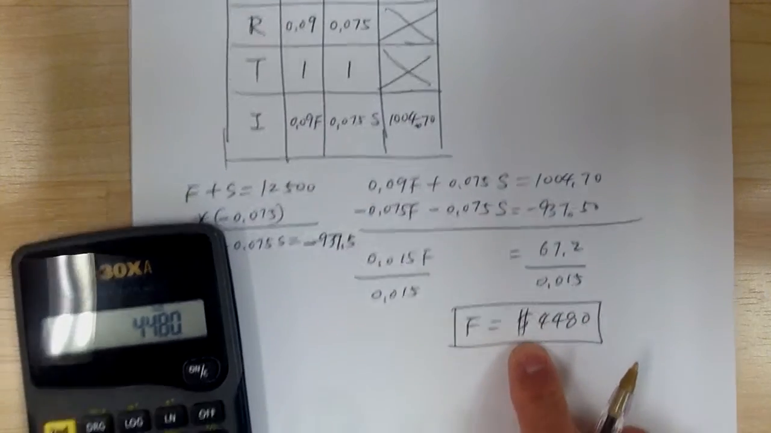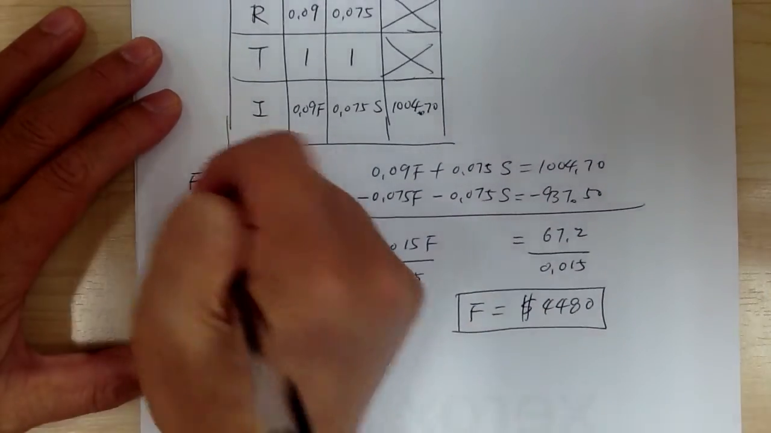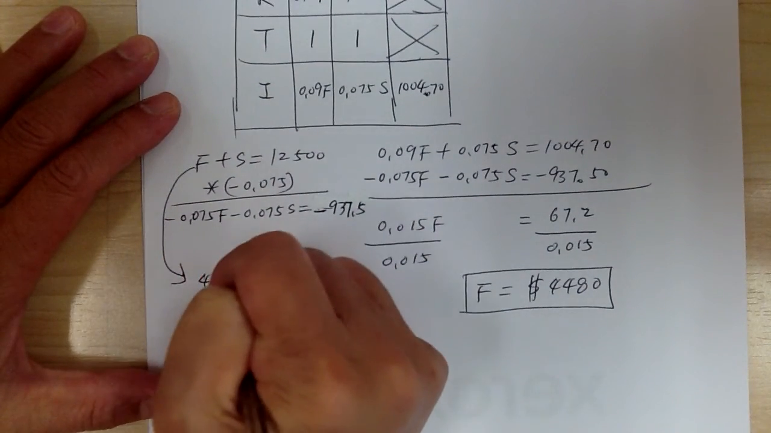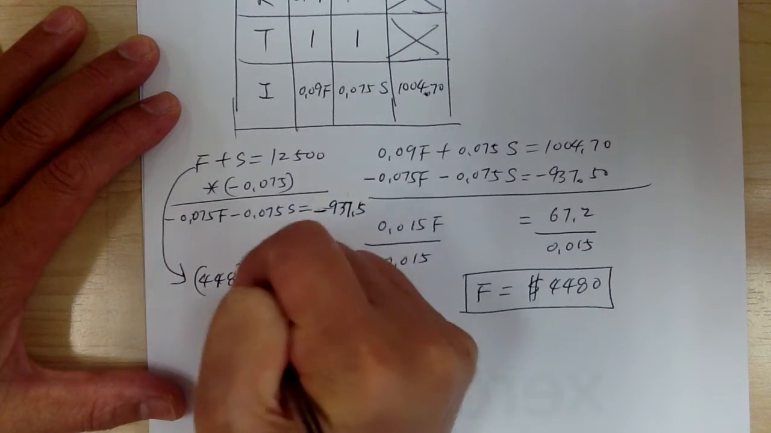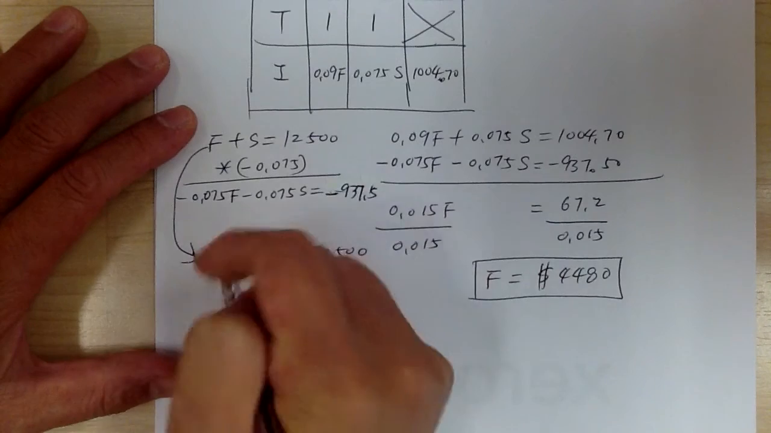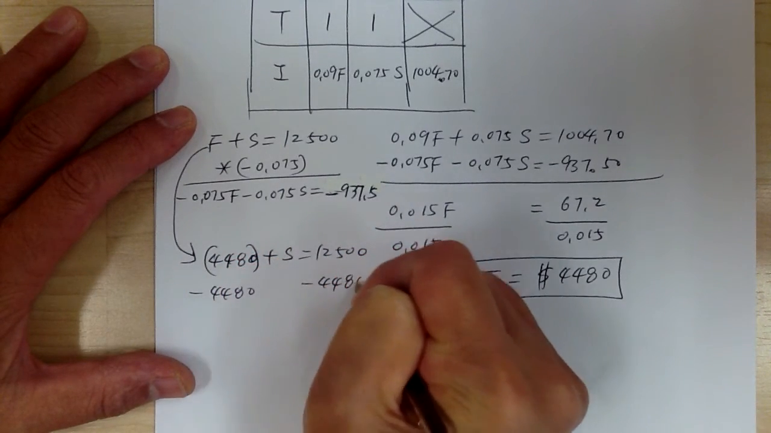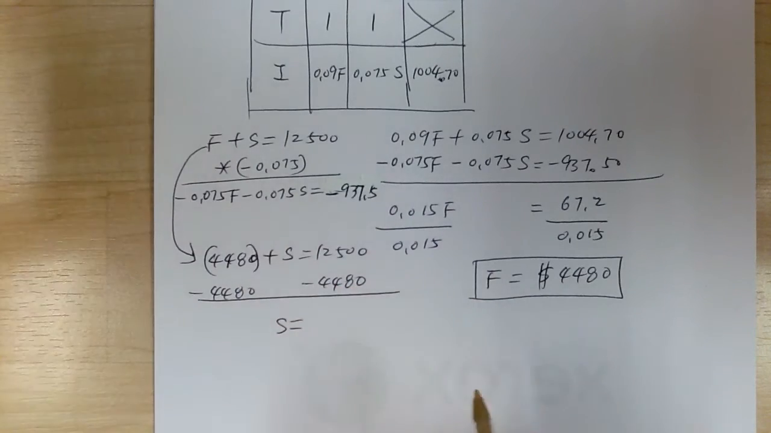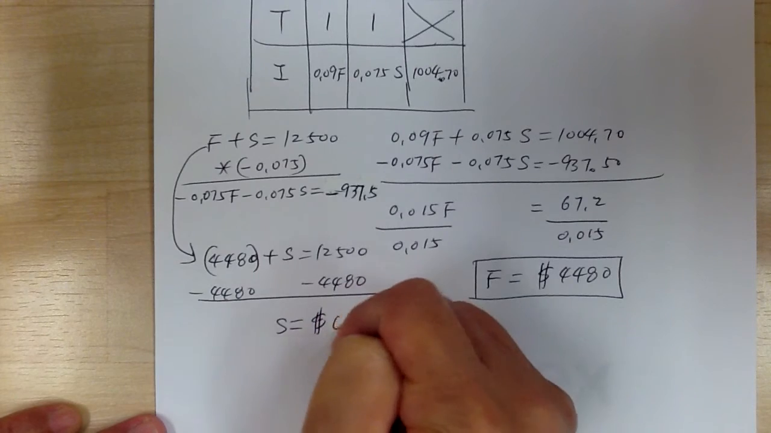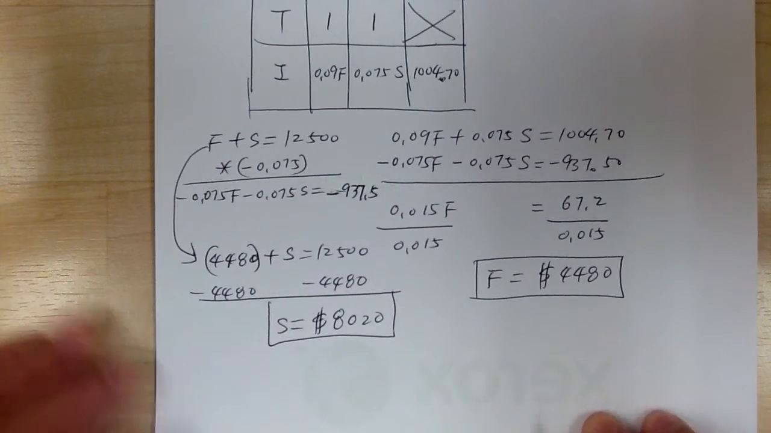And again, remember your dollar sign, right? Okay, so once you do this, again, look for the easiest equation. So use that equation. You got 4480 plus s equal to 12500. So minus 4480, minus 4480. So s equal to, get your calculator, punch in the numbers, you get 8020. Okay, and that's it.